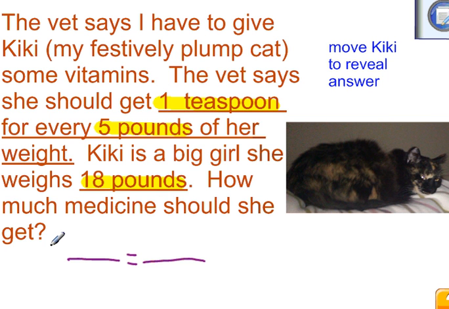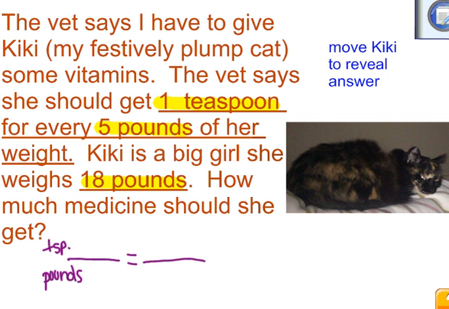So I'm going to put all of the information that I have that is measured in teaspoons on my top line, and I'm going to put all of my measurements that involve pounds on the bottom line. Now, if you flipped these and had pounds on the top and teaspoons on the bottom, that would be perfectly fine. You would come up with the correct answer.